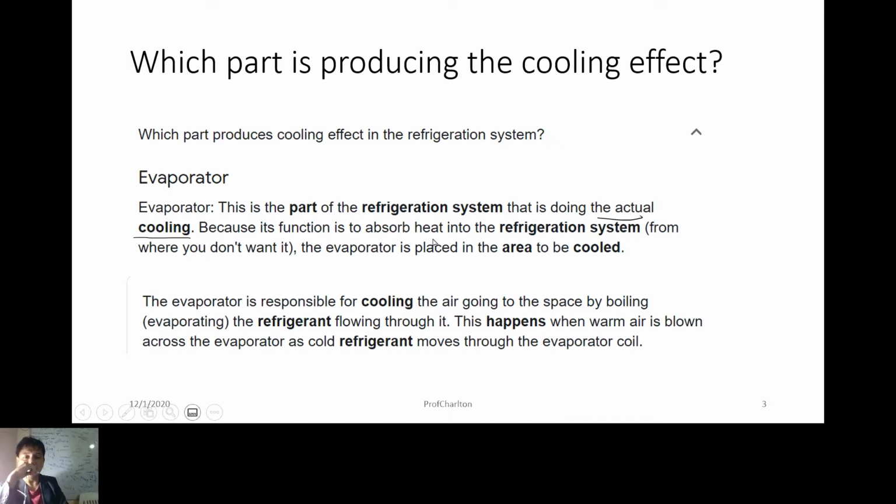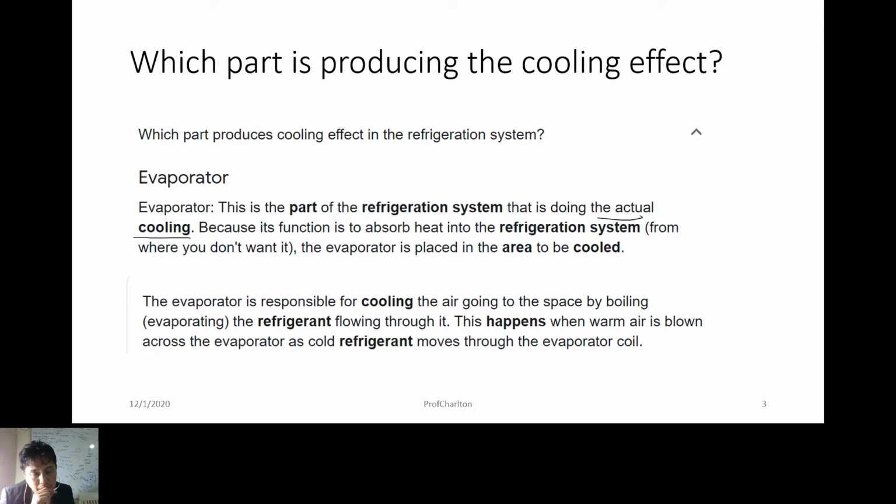Its function is to absorb heat into the refrigeration system from where you don't want it. We don't want the heat from the meat, the cold items, or the ice being cooled. So the refrigerant in the evaporator absorbs it. The evaporator is placed in the area to be cooled. So our evaporator is in front, in the room. You don't put it outside. You put the evaporator in the place you want to cool.